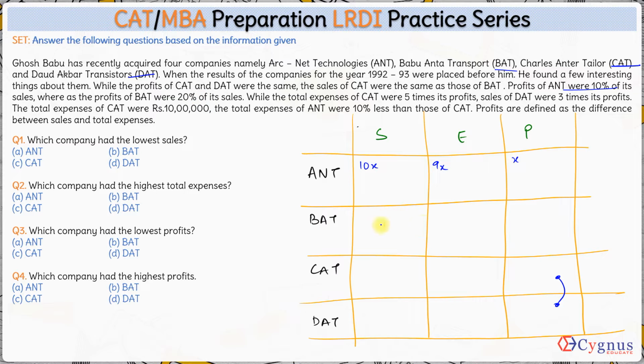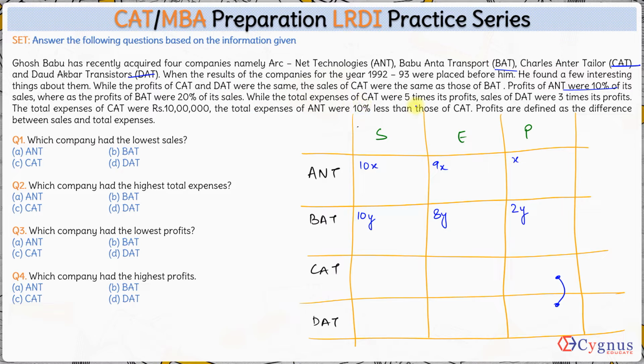Whereas the profit of BAT was 20% of its sales. So let's say the sales of BAT were 10y. Now we cannot assume 10x, we don't know if the sales is the same or not. So we'll assume 10y. Hence the profit for BAT will be 2y. That means the expense will be 10y minus 2y, that is 8y. Okay. Cool.